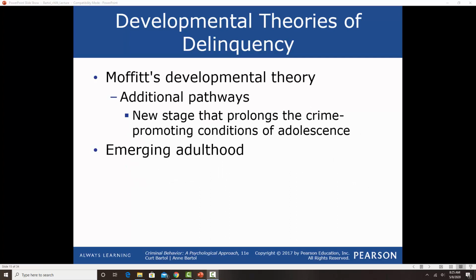Now, there are additional pathways. A lot of people have tried to expand on Moffat's theory and suggest it doesn't have enough pathways. So additional pathways, a new stage that prolongs the crime-promoting conditions of adolescence, and that is emerging adulthood.